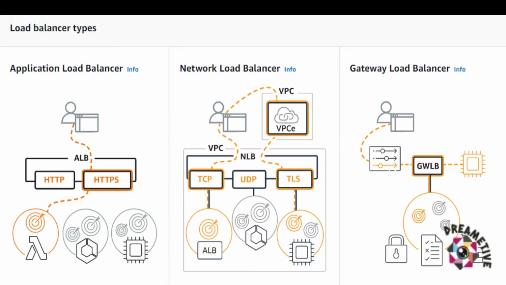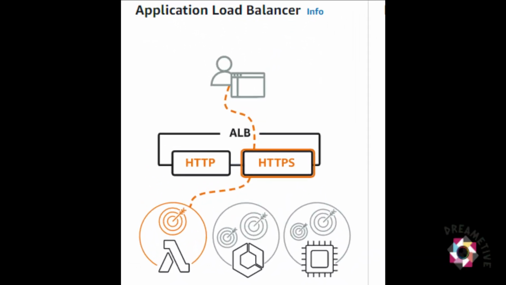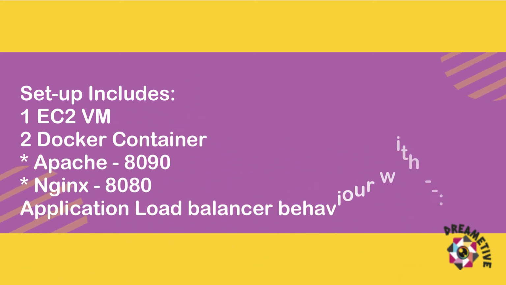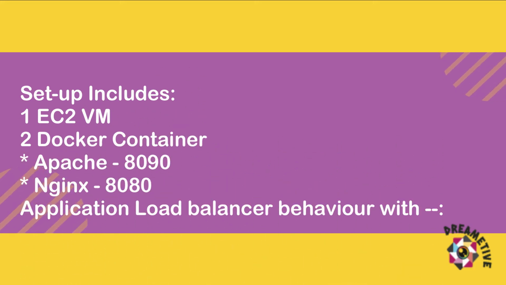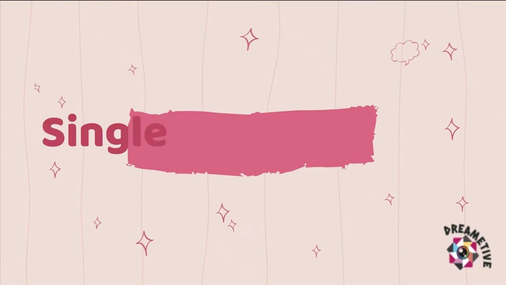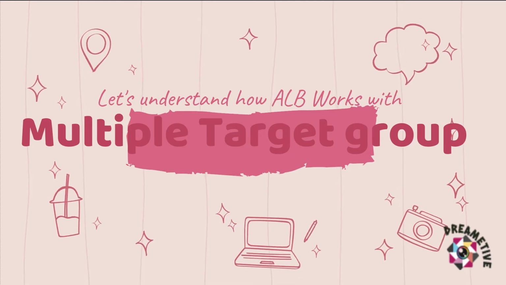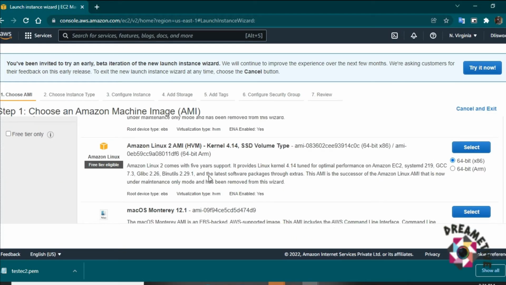With that, I'll be creating an application load balancer where first I'll be launching a VM which contains two Docker containers on port 80 and port 90, where I'll be deploying the Apache web server as well as the Nginx reverse proxy on the two containers. I will show you how to add the target group and how to distribute your traffic on the application load balancer.